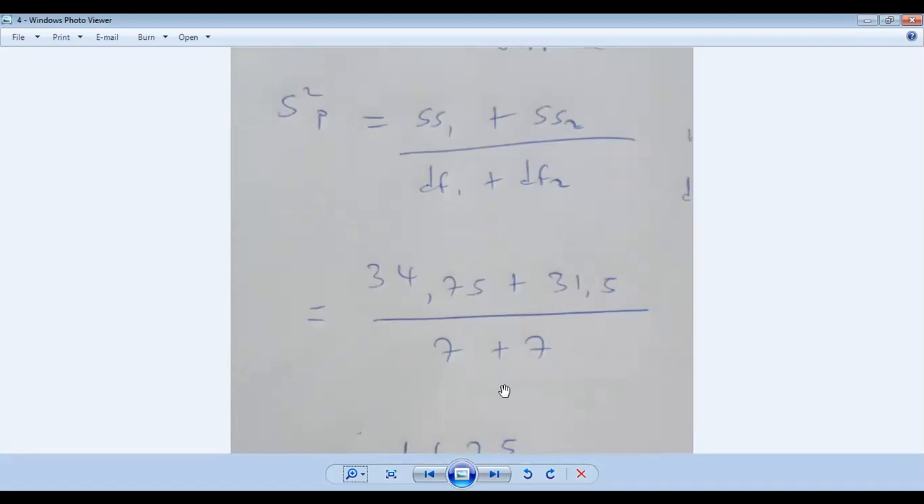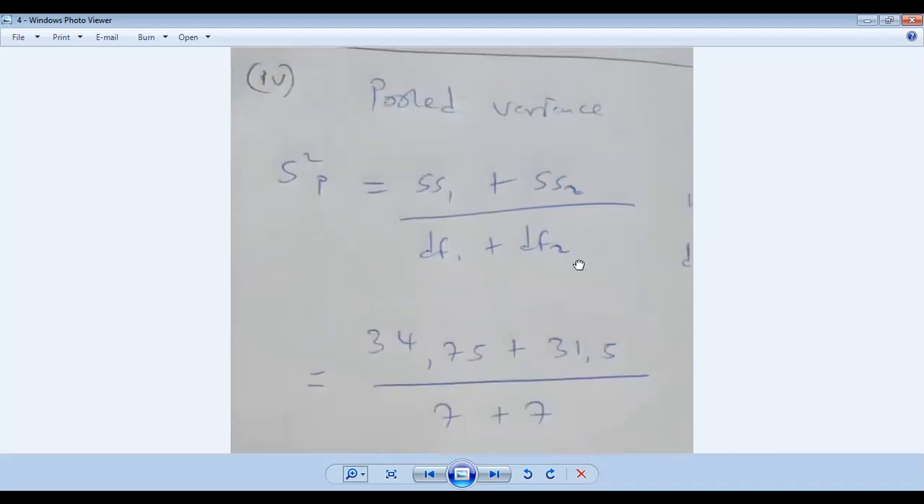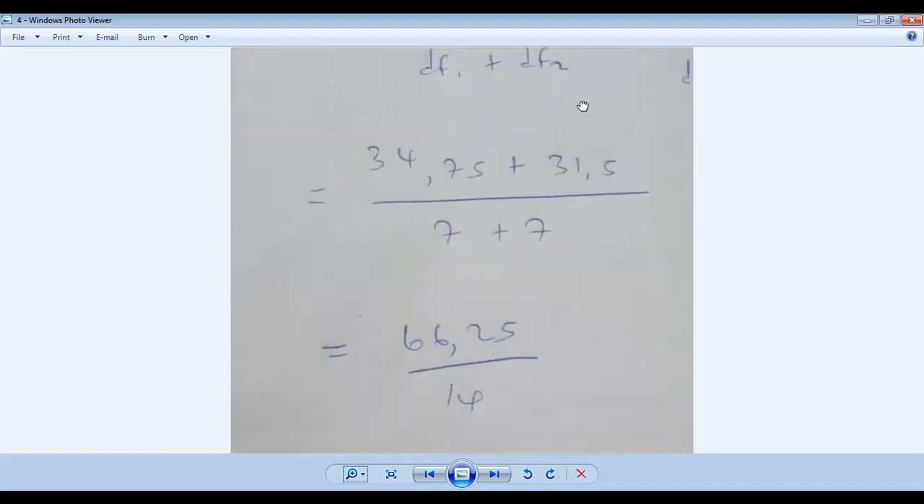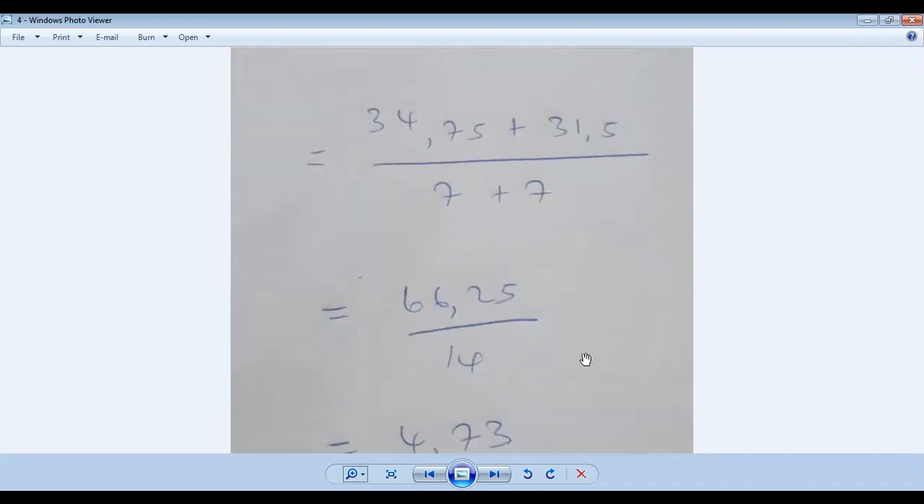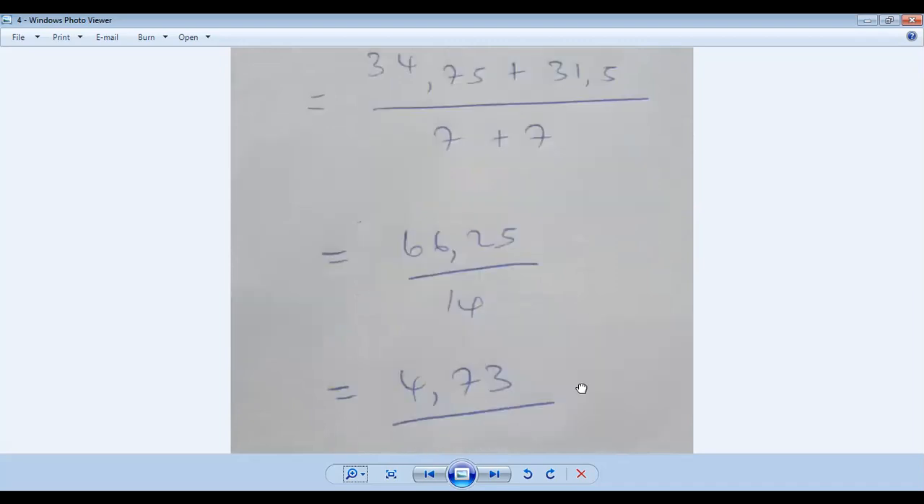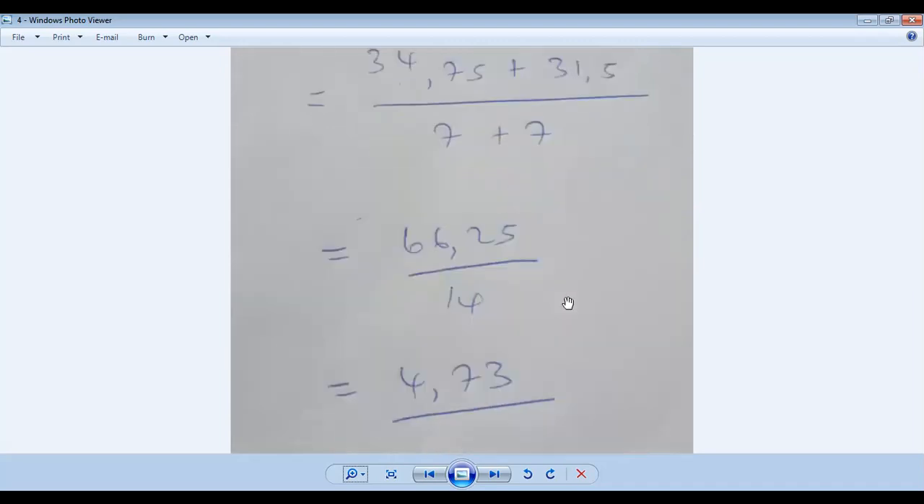Now, degrees of freedom for group 1, we are simply saying n minus 1. Group 1 is 8 minus 1 because there are 8 participants there. So we are saying 8 minus 1, which gives us 7. The same applies for group 2, again with 8 participants. So we are saying again 8 minus 1, which gives us 7. So 7 plus 7, substituting into our formula for pooled variance, 66.25 over 14. So our pooled variance is 4.73.